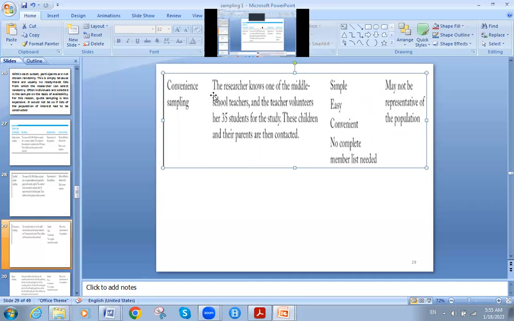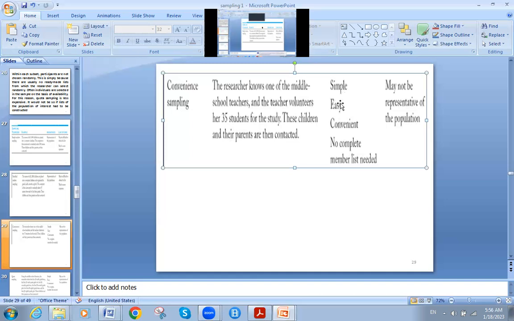Look at this, the researcher knows one of the middle school teachers. He tells him, please provide me with the names for the sample I want to make. Then the teacher says, I will propose 35 students for you, and we are done. And the teacher volunteers her 35 students for the study. These children and their parents are then contacted.